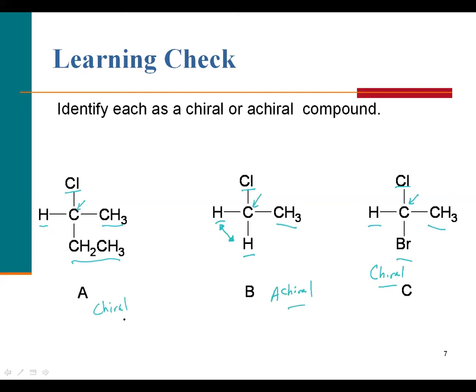In terms of mirror images and superimposability, these two would produce mirror images that are non-superimposable. This would be the only one whose mirror image would be superimposable. Any questions on those identifications?